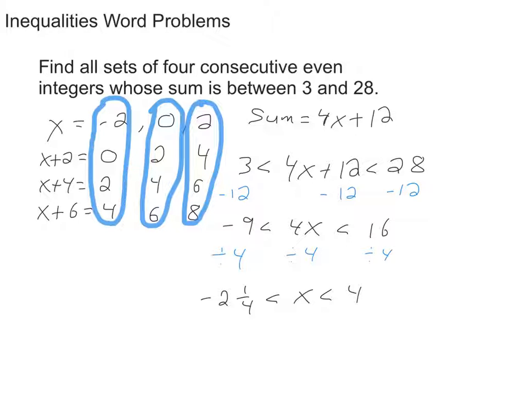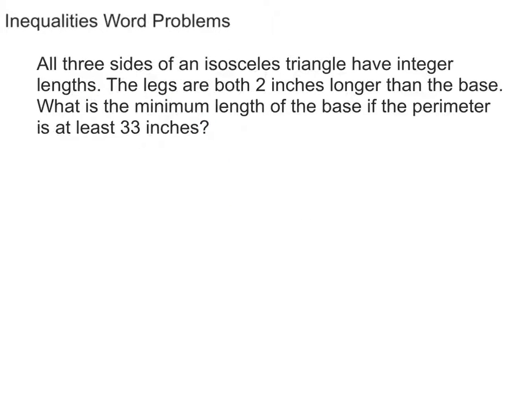Those 3 sums are between 3 and 28. And no other sets of 4 consecutive even integers will have that property. So that's one example. We have 3 answers here. And we can move on now. Let's try another problem. Alright, our next problem is a bit of a geometry problem.